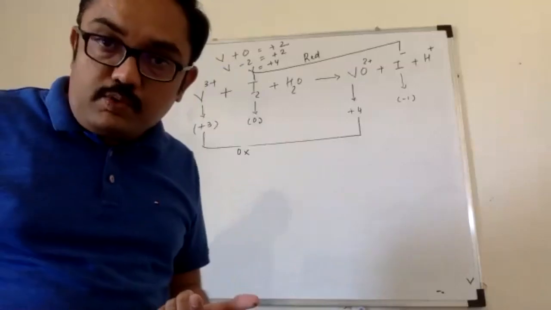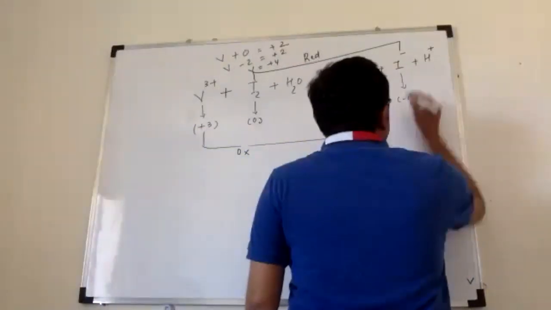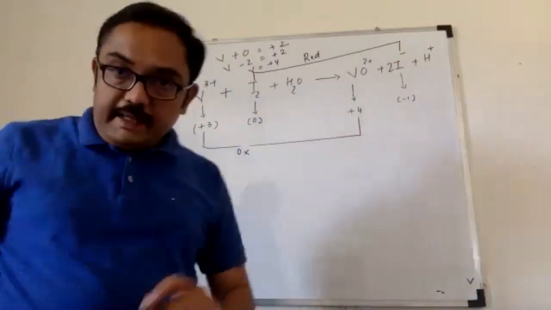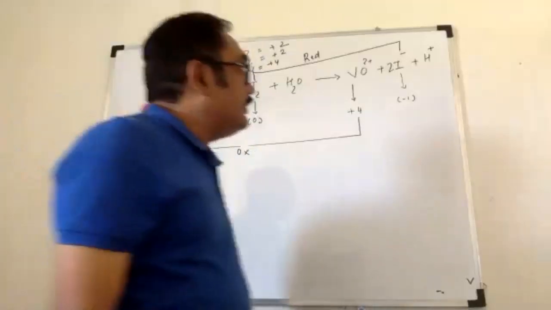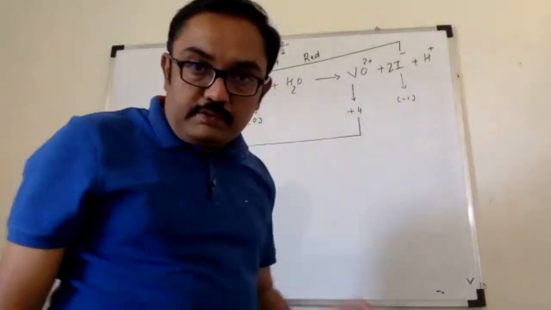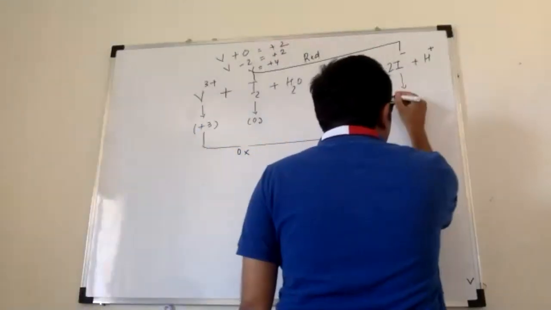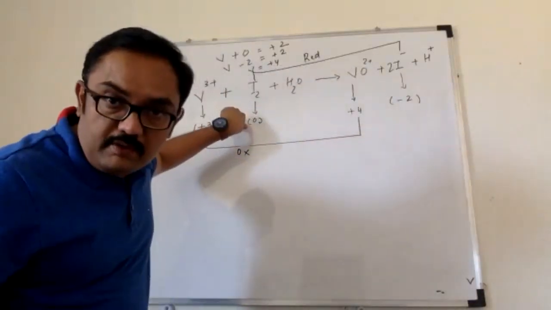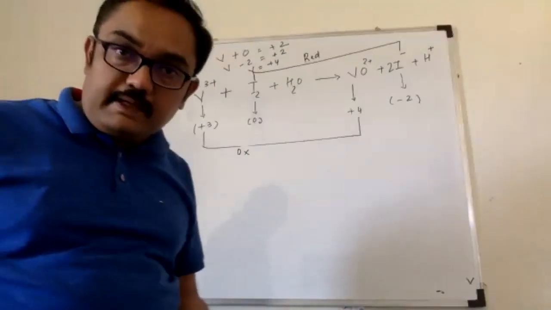So what do I need to do? I need to multiply the right hand side by 2. So multiply the right hand side by 2. 2I minus. And as you multiply the atom, you also change the oxidation number. Minus 1 was for 1 iodine, so this will become minus 2 now. 1 iodine was 0. Obviously 2 iodine is also 0. If 1 is 0, the 2 will also become 0.